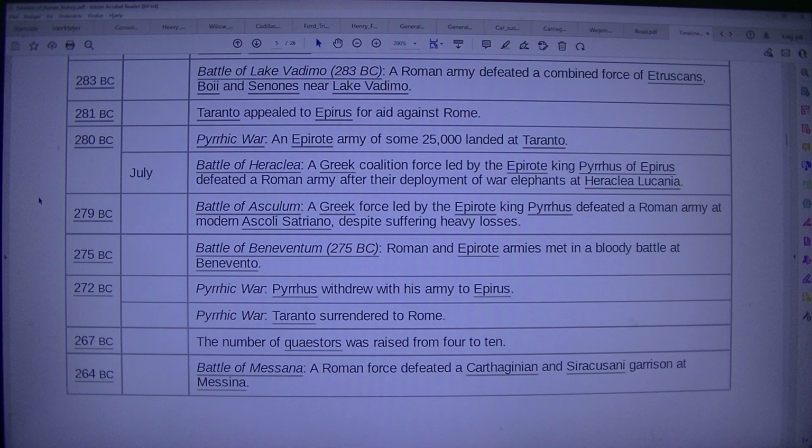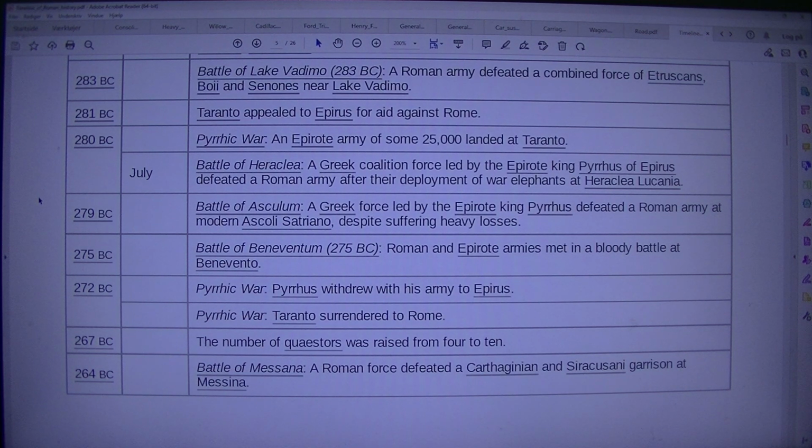279 BC. Battle of Asculum. A Greek force led by the Epirote king Pyrrhus defeated a Roman army at Ascoli Satriano, despite suffering heavy losses. 275 BC. Battle of Beneventum. Roman and Epirote armies met in a bloody battle at Benevento. 272 BC. Pyrrhic War. Pyrrhus withdrew with his army to Epirus. Pyrrhic War. Taranto surrendered to Rome.